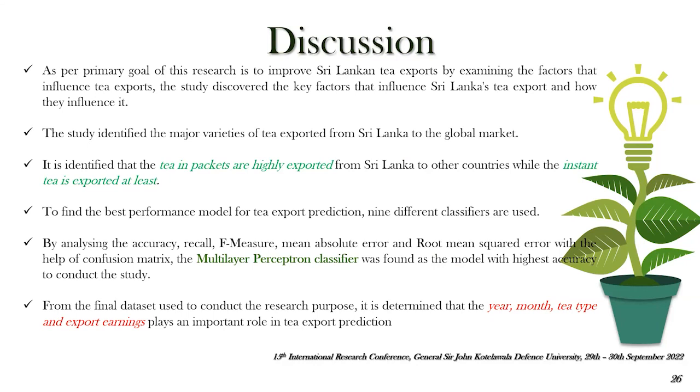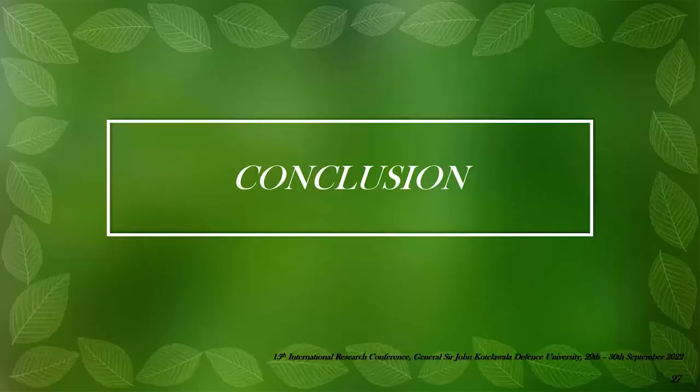And then, to find the best performance model, 9 different classifiers were used. From that, the multilayer perceptron was considered the best accuracy model. Also, it was determined that year, month, tea type, and export earnings play an important role in tea export prediction.